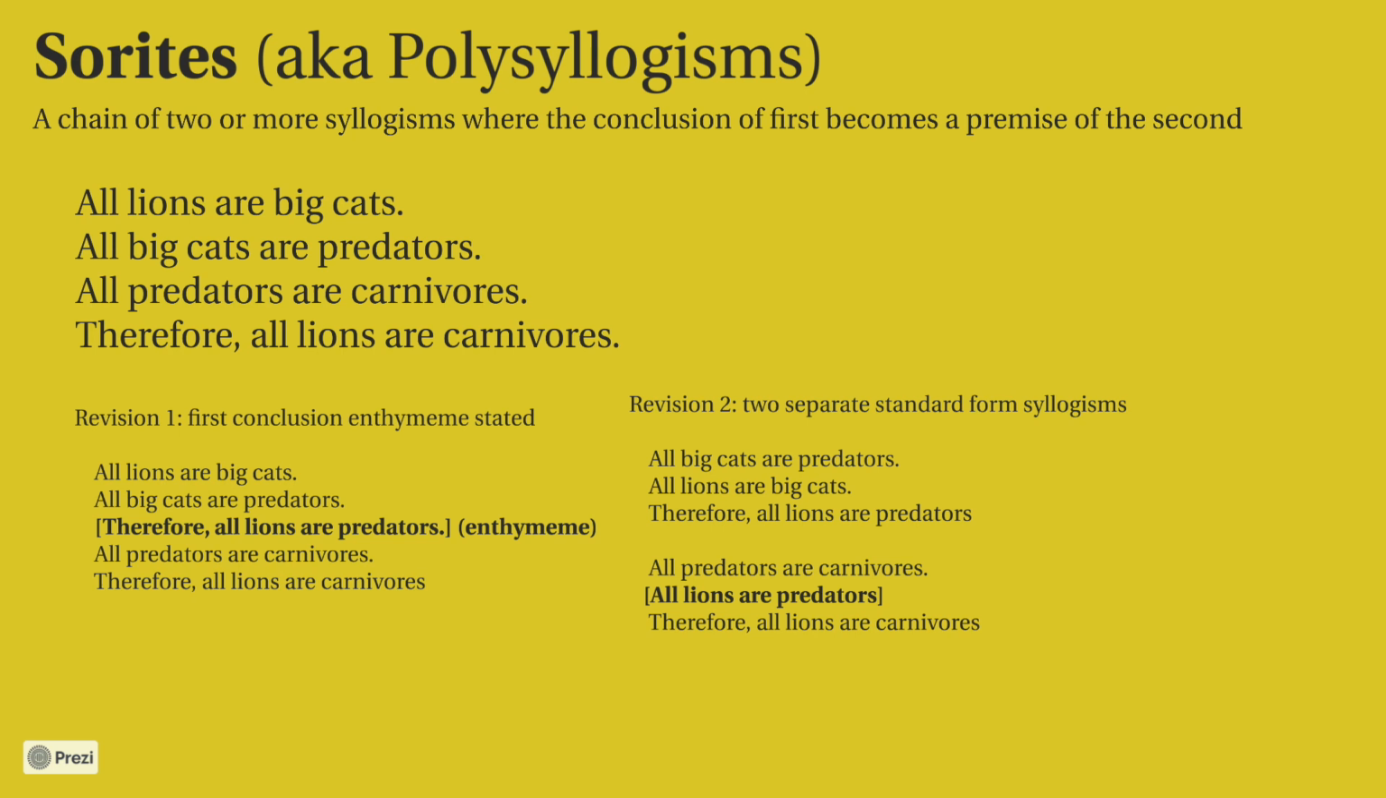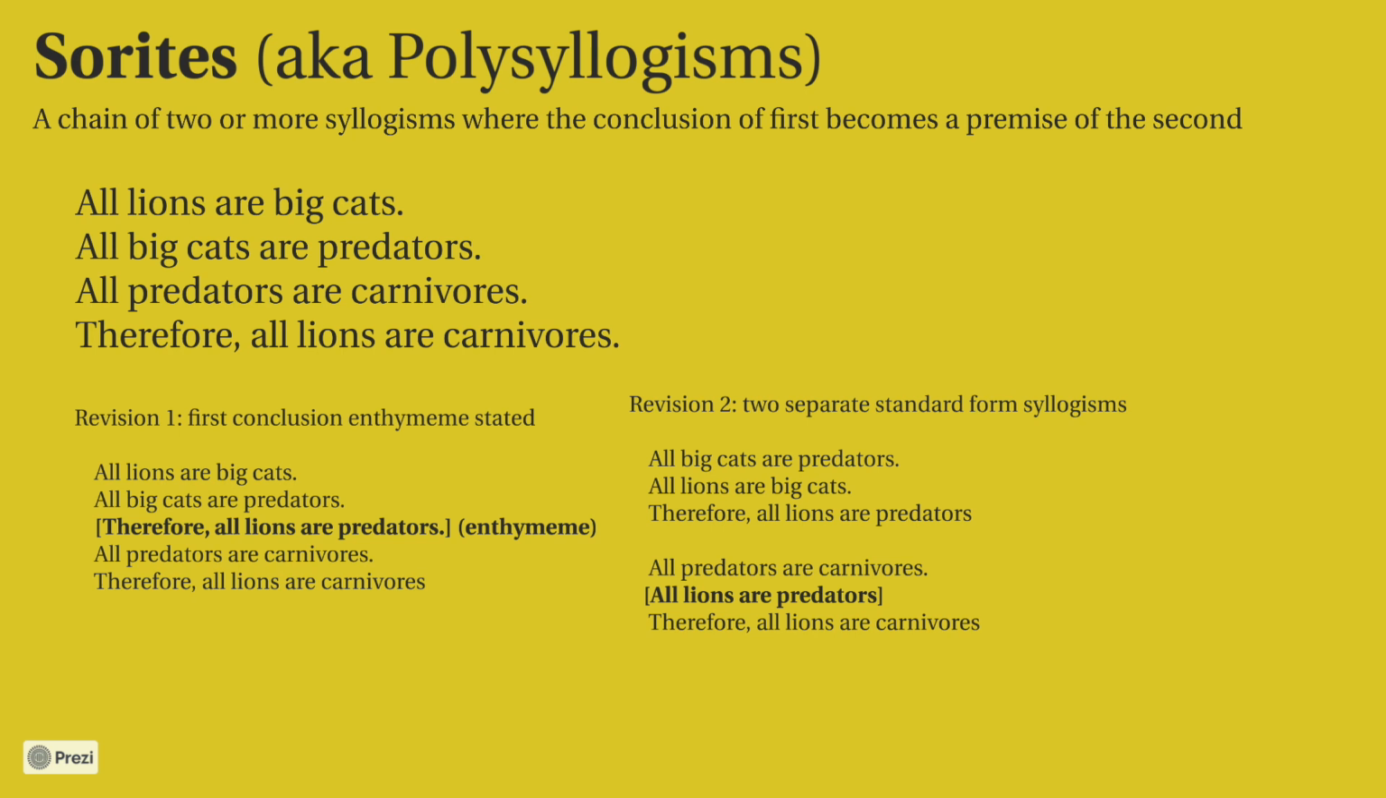Note further that this did not come in the form that we've learned here in this lesson to expect. We did not begin with a premise about M and P, and then proceed to a premise about S and M. We began with all S are M, and then all M are P. And then, of course, did not even state the conclusion implied that all S are P. So we're going to need to revise that in just a moment.